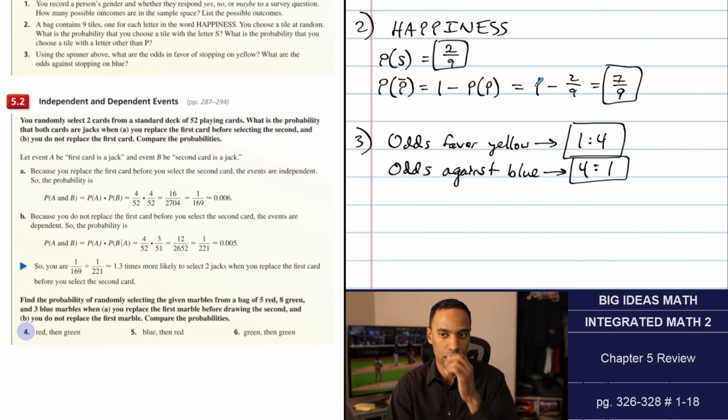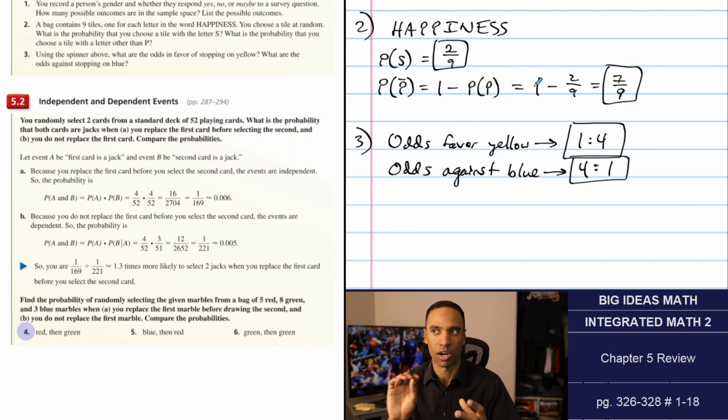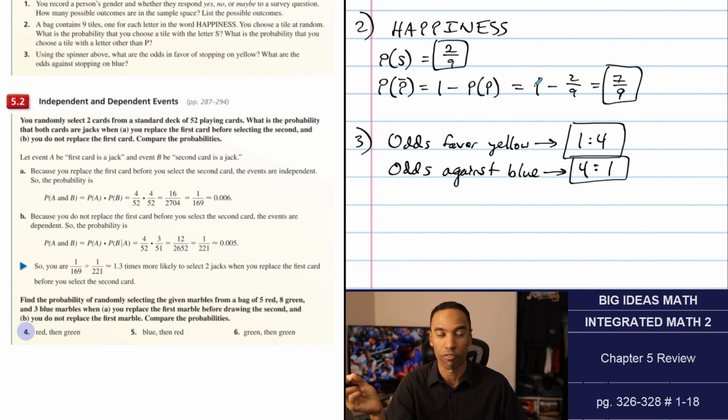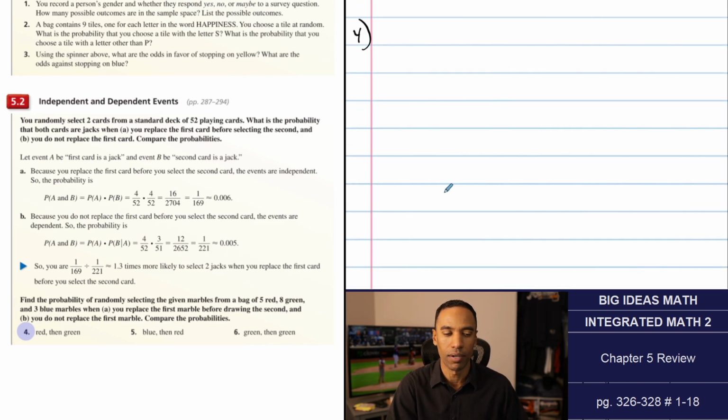So independent versus dependent events, the second one's dependent because the probability of jacks now depended on whether or not you drew a jack, or what you drew the first time in general, because now there are fewer cards and in that case fewer jacks. All right, let's take a look at the 5.2 stuff. Let's now jump to number 4 as we do this.